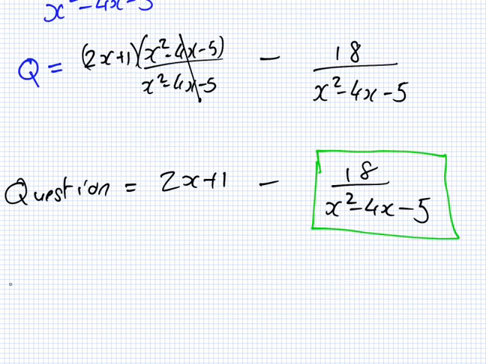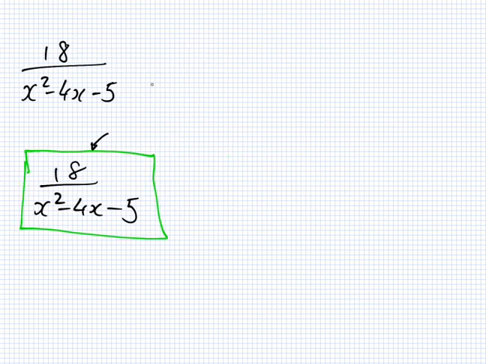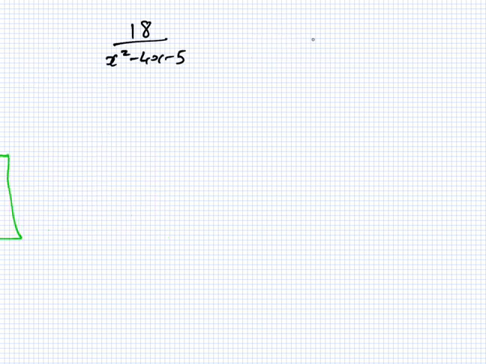Okay, so what's happened is now we have this problem to look at instead. So on the side, we'll deal with that problem. Let me just write it down again. 18 over x squared minus 4x minus 5.